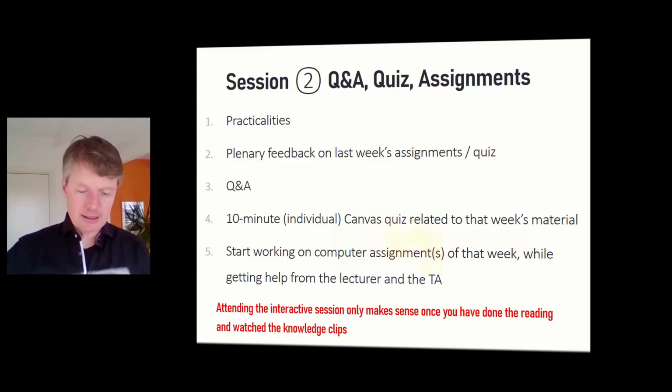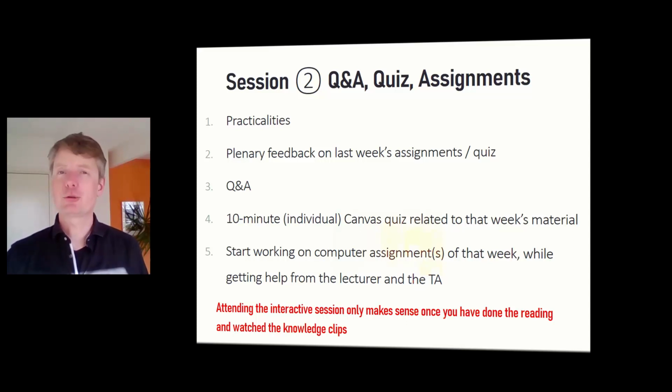Then you're supposed to have a good understanding of the material and to be prepared for the weekly online quiz on Canvas. You have 10 minutes to do that. And once the quiz is completed, so we do that in class, then you can start working on the computer assignments while the TA and I are online, so that you can also raise questions that you may have at the very beginning.